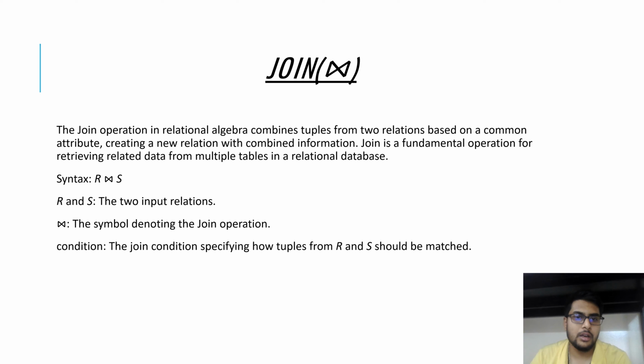Join. The join operation in relational algebra combines tuples from two relations based on a common attribute, creating a new relation with combined information. Join is a fundamental operation for retrieving related data from multiple tables in a relational database. Syntax: R join S. R and S are the two input relations, and the symbol denotes the join operation. Condition: the join condition specifies how tuples from R and S should be matched.